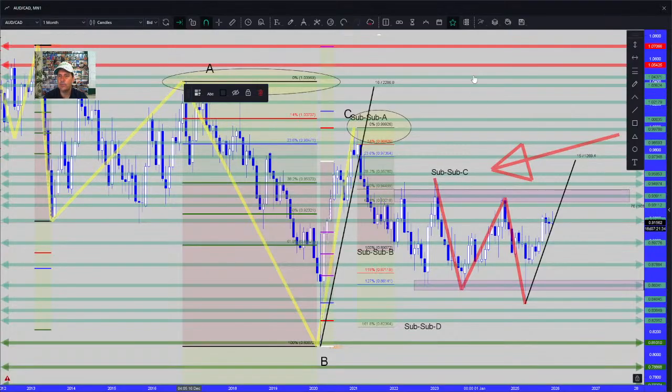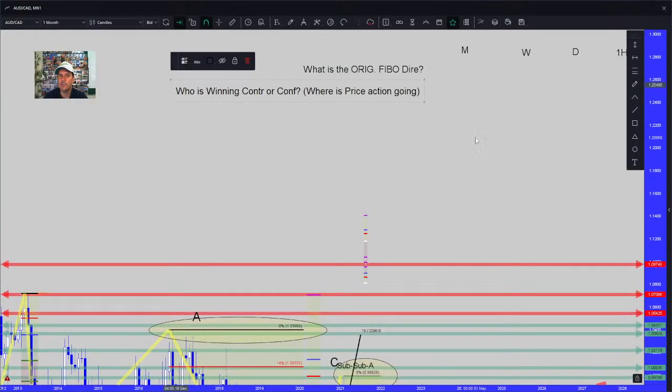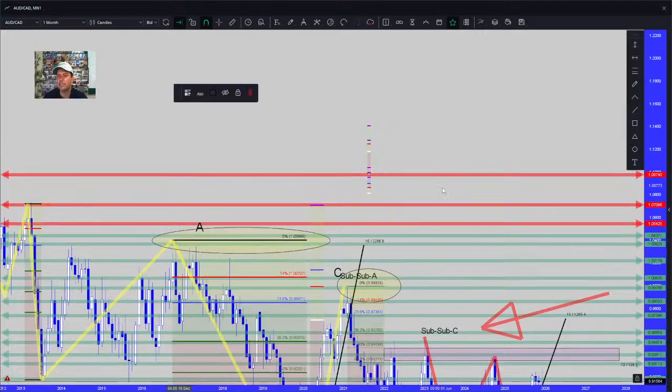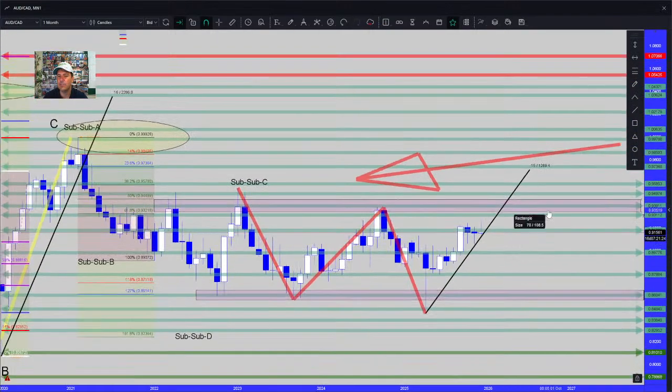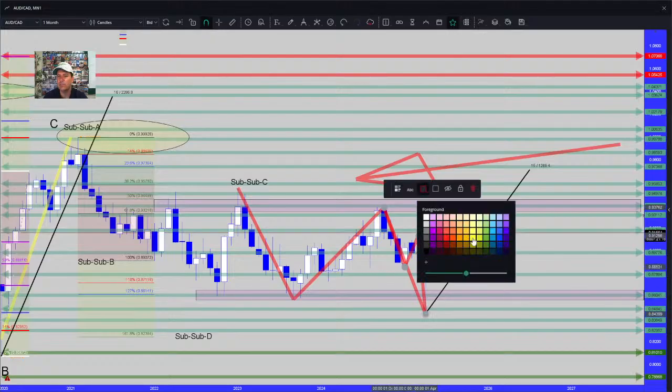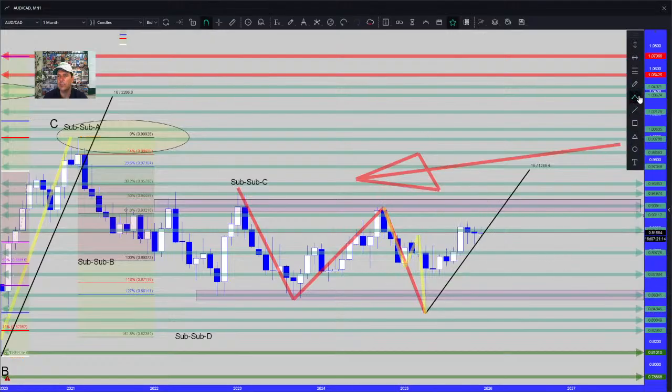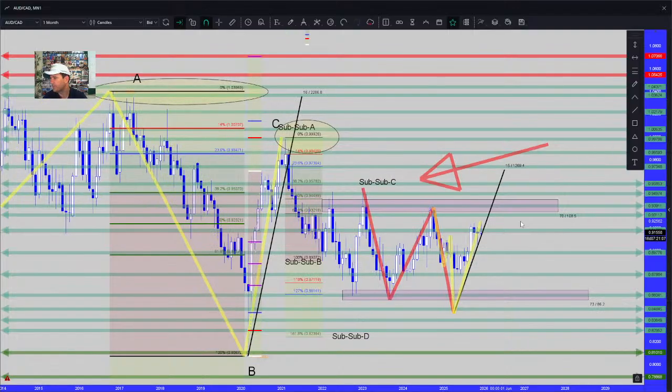And now talking about the second question, which is the mindset: who is winning, contrarian or confirmation? Where is the price action going? I'm going to challenge you. Which one is the right one? Is the red one the right one, or is the yellow one the right one? And the yellow made a high so far, right? Down, alright everybody, so it's down.